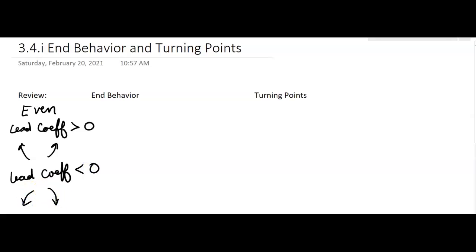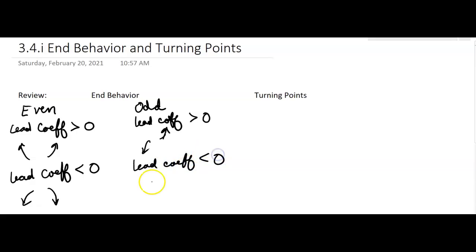Now, we've been working in these videos in this section about the local behavior, the stuff in between, but we don't want to forget the end behavior stuff. If the degree is odd and the leading coefficient is positive, then it's going to be down to the left and up to the right. If the leading coefficient is negative, then it's up to the left and down to the right, okay?